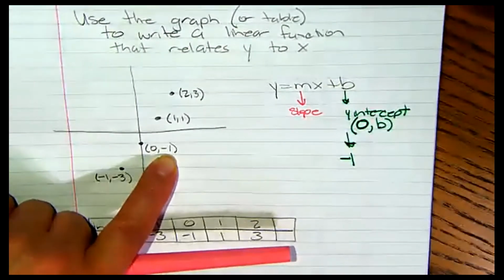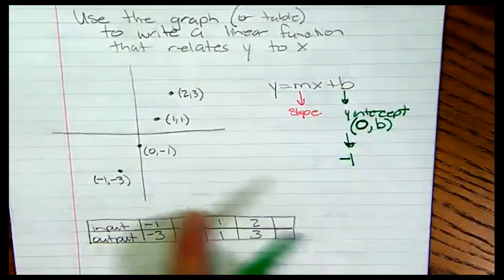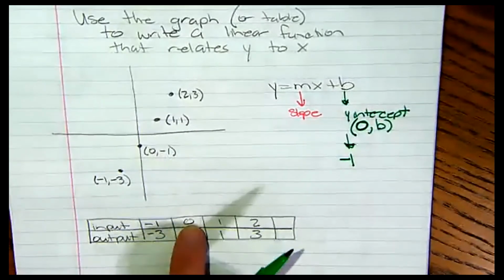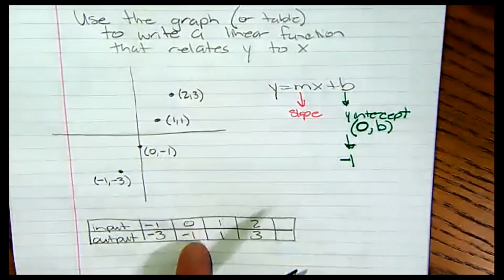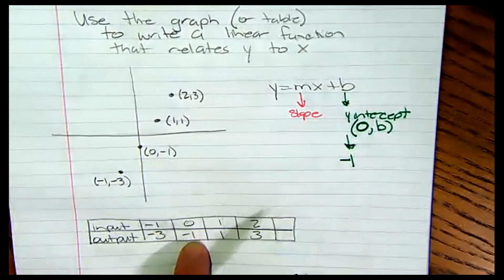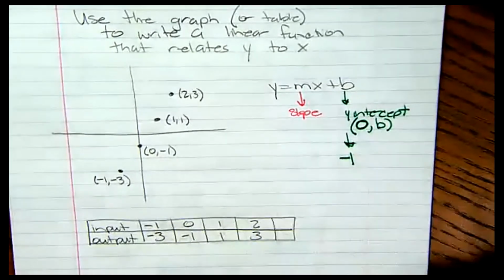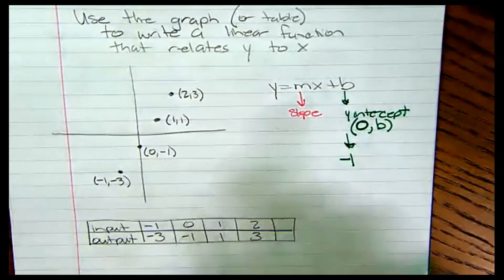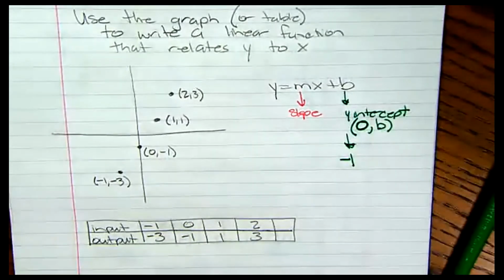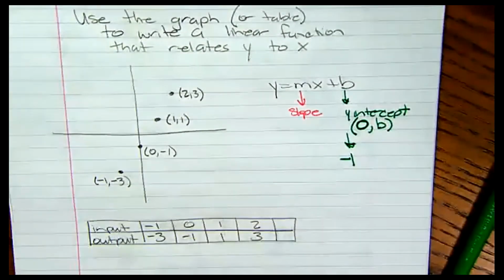So our y-intercept is -1. Same thing down here. When the input, or the x, is 0, our output, or our y, is -1. So that's done. Yay! Now we need to find the slope.